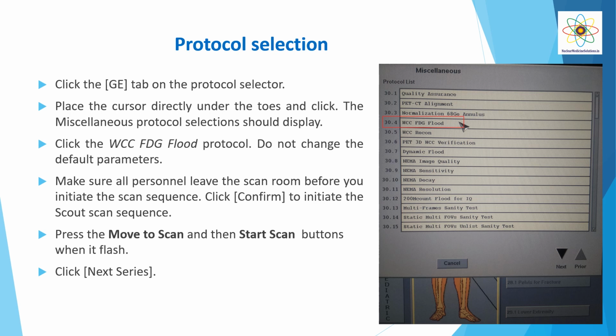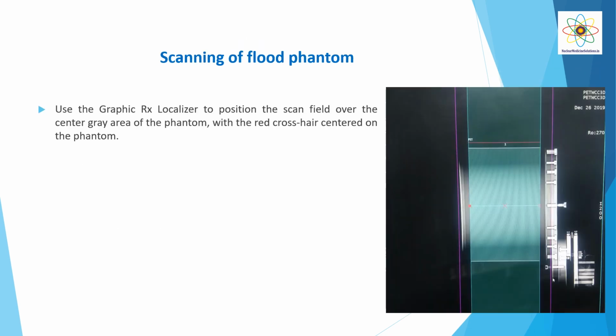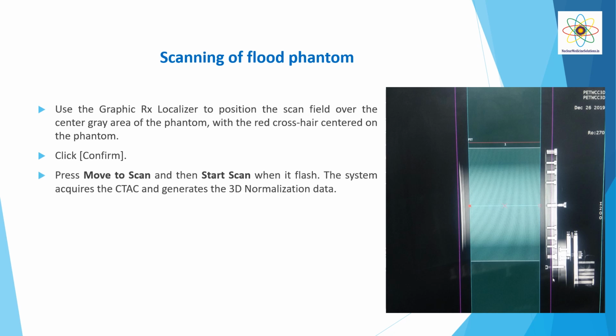Make sure all personnel leave the scan room before you initiate the scan sequence. Click confirm and initiate the scan sequence. Press move to scan and then start a scan button when it flashes. Click next series. Use the graphic RX localizers to position the scan field over the center gray area of the phantom with the red cross hair centered on the phantom. Click confirm. Press move to scan and then start a scan when it flashes.